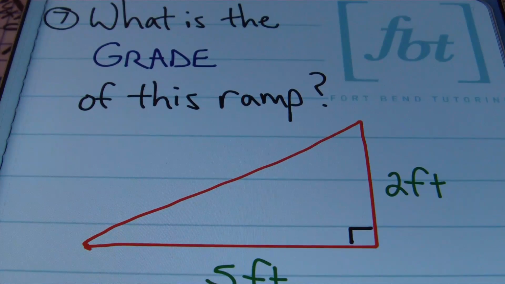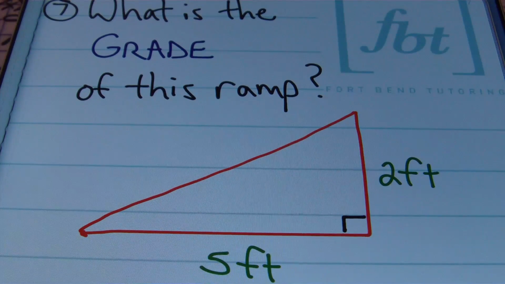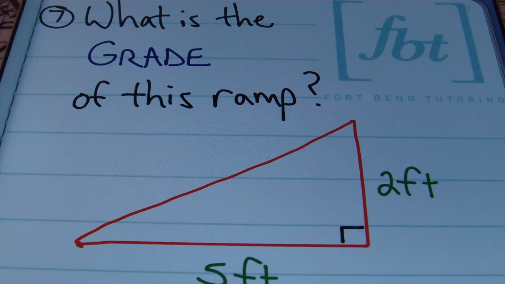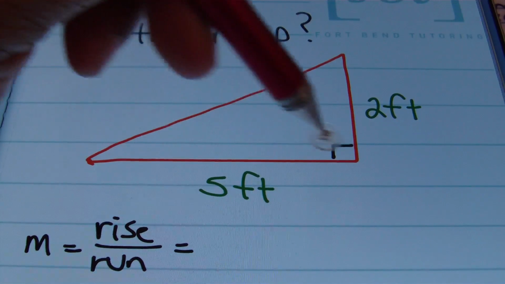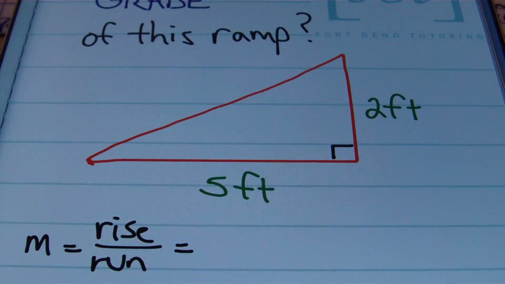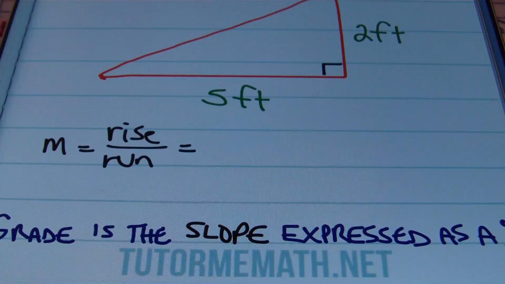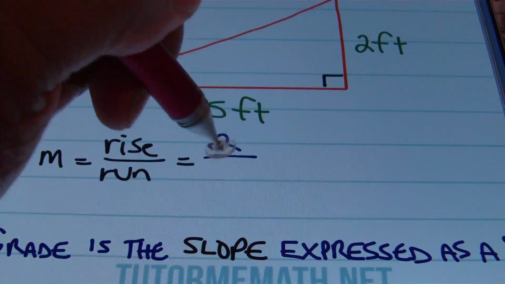Okay, so as promised, I said that I would have a gradient problem here. And what is the grade of this ramp? The grade is simply the slope represented as a percent. Here, when you're given a problem like this, when they say, what is the grade of this ramp? We can see clearly that we have a horizontal distance of 5 and a vertical distance of 2. Remember that the slope is the ratio of the rise divided by the run. So in this case, we will rise up 2 feet as we run across 5 feet.